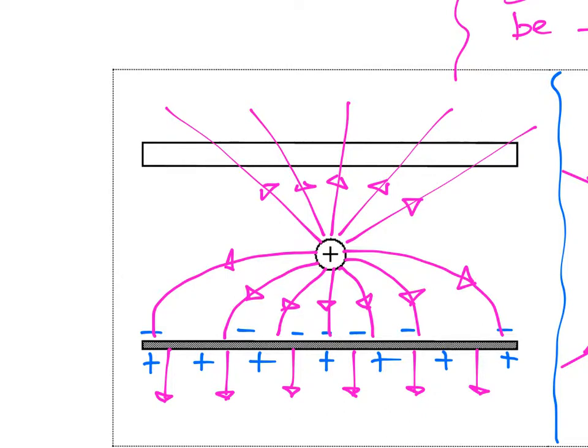The electric field will point away from this positive charge. It has to intersect this conductor at a 90-degree angle. So that's why these curve and they come straight in. This insulating slab, the electric field can go through it, and it does not have to be at a 90-degree angle to the surface. So those just end up being straight lines.